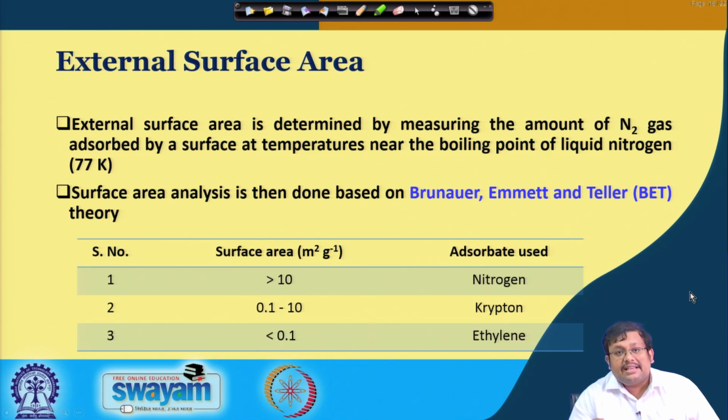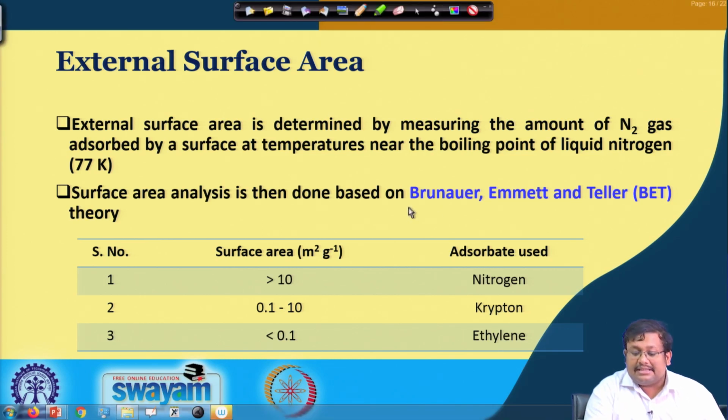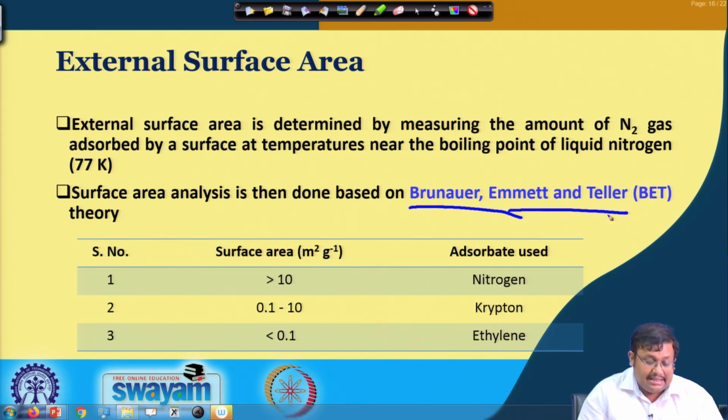The external surface area is determined by measuring the amount of nitrogen gas adsorbed by a surface at a temperature near the boiling point of liquid nitrogen, which is 77 Kelvin. Now, surface area analysis is done based on the BET equation. The BET equation is named after these three scientists, Brunauer, Emmett and Teller. BET theory we will learn in the next slide.